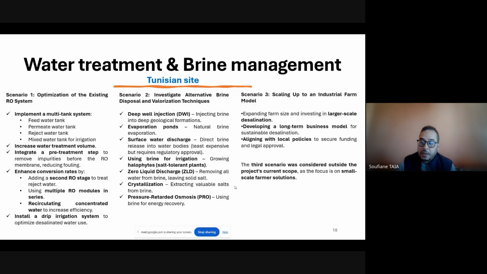But finally, after analysis, we prioritized the first and the second scenarios because our focus is on small-scale farmer solutions.